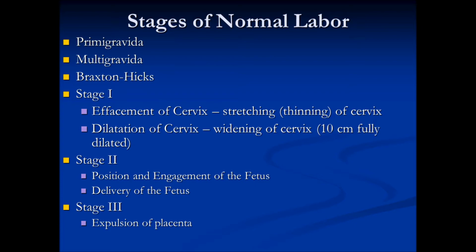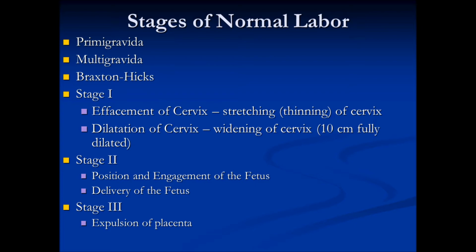Now, stage 3 of labor, we've gotten the baby out. We are at stage 3 of labor, and that is where the placenta is actually delivered. So the expulsion of the placenta that occurs in stage 3 can take up to 45 minutes for the body to basically reject the placenta. So 5 minutes all the way up to 45 minutes.